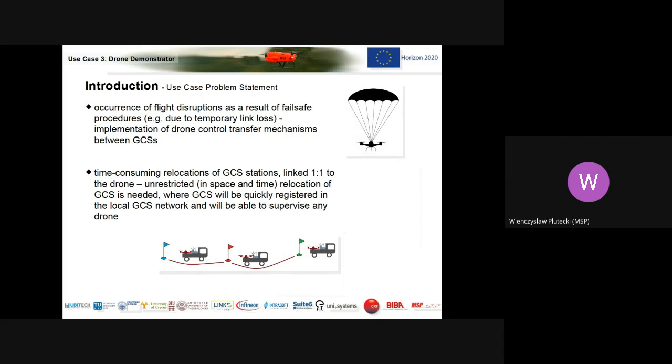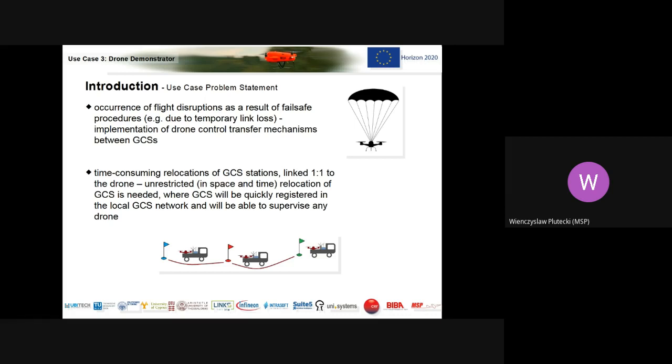Two more issues, probably not all, but these are the examples. Occurrence of flight disruptions during the flight, mainly due to fail-safe procedure, which occurred due to temporary link losses. It happens from time to time in different situations, and then the fail-safe procedure either allows to continue the mission after some time, or can finish the flight of the drone and force it to return to the landing point. So then the part of the mission is simply lost.